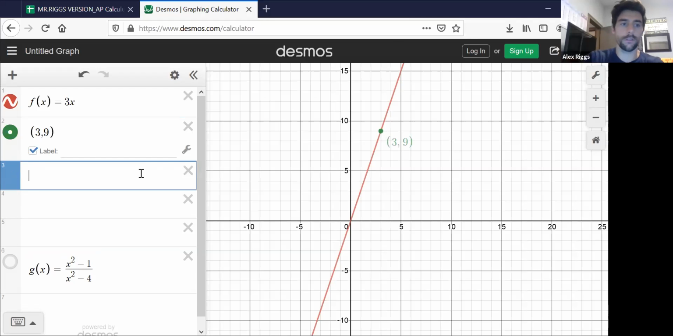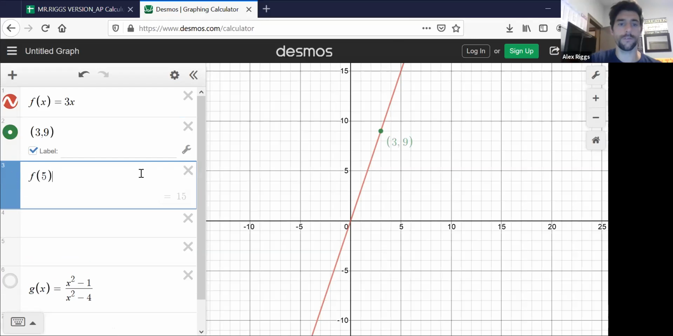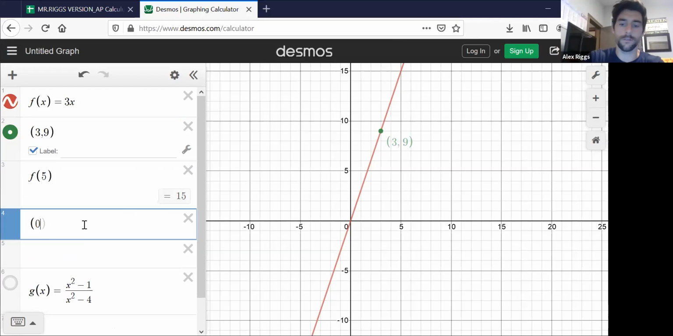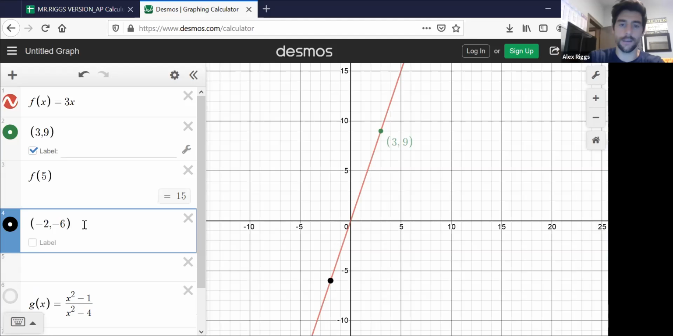I could even just put, because Desmos is cool, f of 5 and it'd tell you, yep, 15 is on the function. I could put the whole point -2, -6. You can see that these are on the function. I bring this up because function notation is really similar to, but importantly different from, calculus notation.